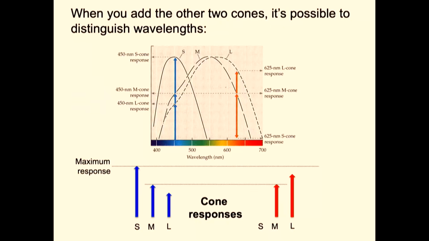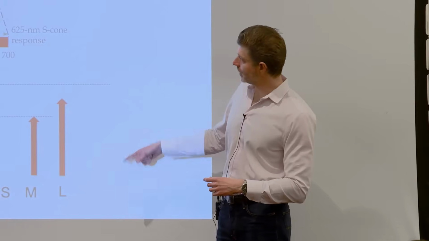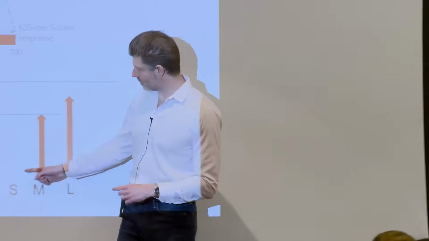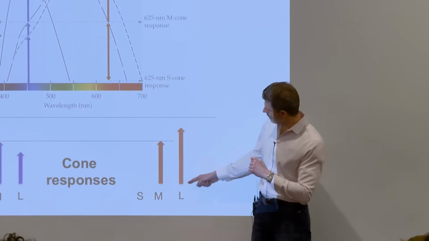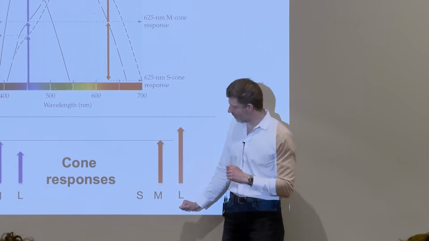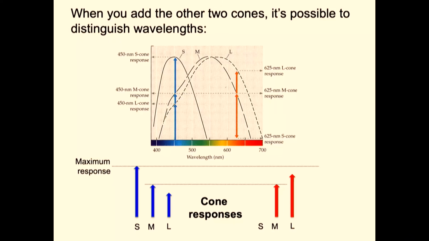But when you add in the other two cones, you can tell the difference because the other two cones give you different responses. Even though the M cones give you the same response, the L cones respond a lot to the longer wavelength and not at all to the shorter wavelength, and the S cones respond a lot to the shorter wavelength. Sorry, I said it backwards. To the longer wavelength, the L cones respond a lot and the S cones don't respond at all. To the shorter wavelengths, the S cones respond a lot and the L cones respond less. So the three-dimensional response is different.